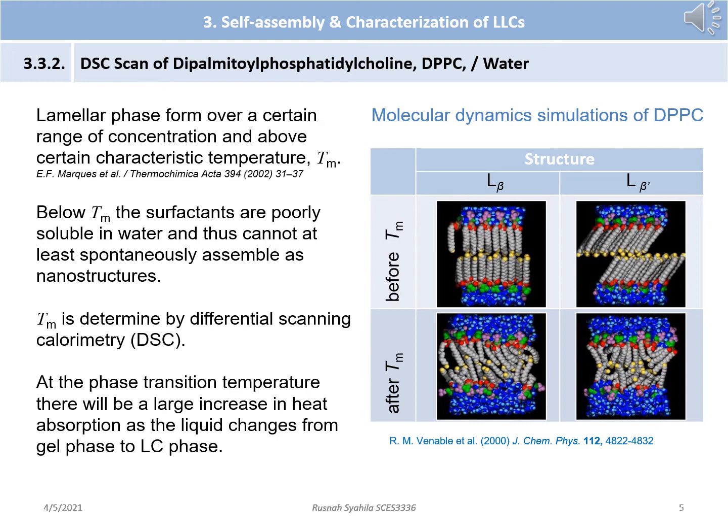See the diagram on molecular dynamics simulations of dipalmitoyl phosphatidylcholine to see the chain melted after the gel to liquid crystalline temperature. The gel phase is L beta and the tilted gel phase is L beta prime. The simulation picture on the bottom is the lamellar bilayer phase, L alpha.